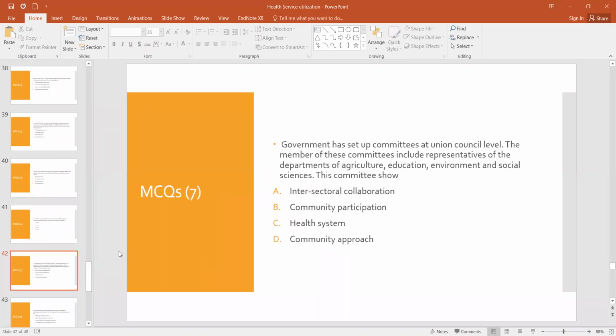Government has set up committees at Union Council level. The members of these committees include representatives of the Department of Agriculture, Education, Environment, and Social Sciences. This committee shows intersectoral collaboration, community participation, health system, or a community approach. A is the right answer, intersectoral collaboration.